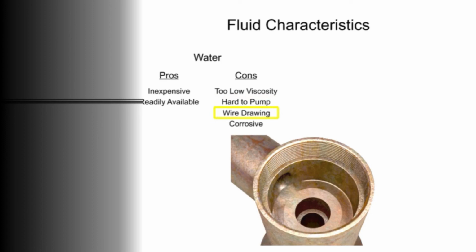Wire drawing occurs when the water flow erodes or scores a pathway in the metal of machinery as it goes around corners and through orifices. It also has corrosive effects on metal machinery.